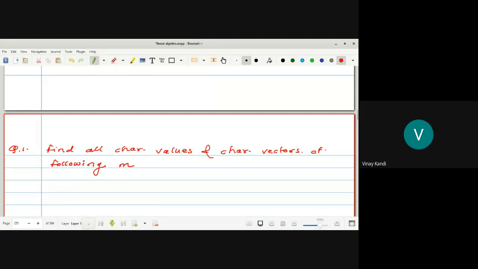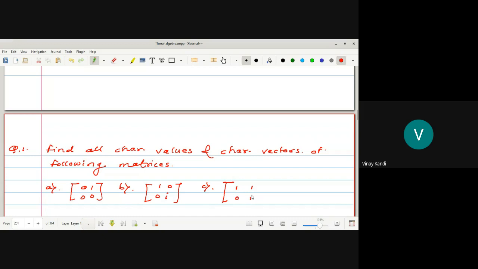First, the 2 by 2 matrix 0 1 0 0. Second one, 1 0 0 i. This is a matrix of order 2 cross 2 in which all the entries belong to the complex numbers, over the complex numbers. And third one, 1 1 0 and i.